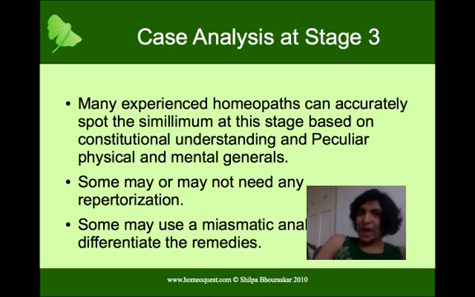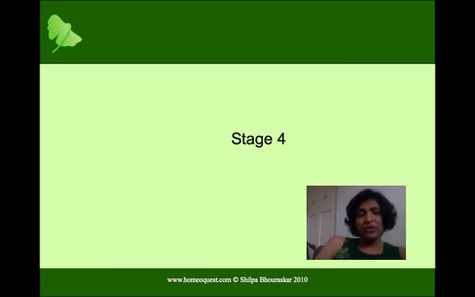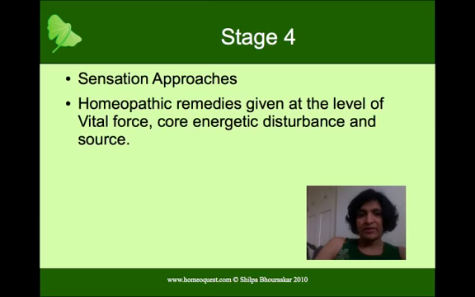Now let's look at what happens a bit further. So now you start looking at stage 4. At stage 4, what you're looking at is the approach at the sensation level, or at the level of the vital force, before symptoms are being produced. So you're looking at the core disturbance within the person, at the level of the sensation and the source before it forms symptoms, at the energetic disturbances of the patient.